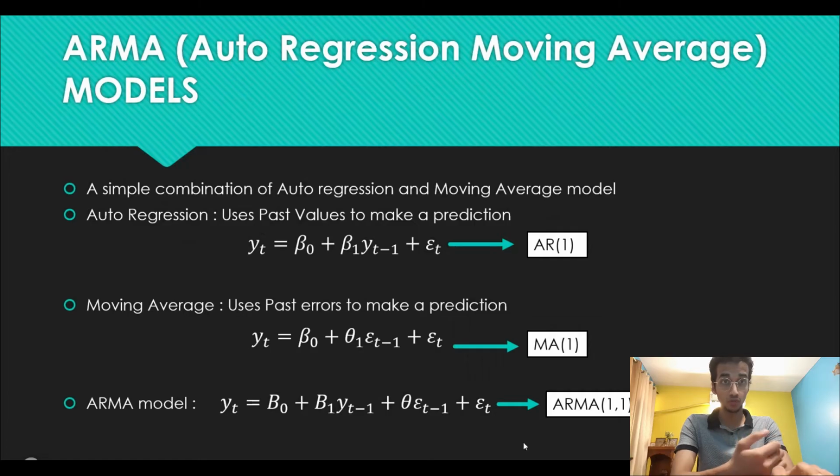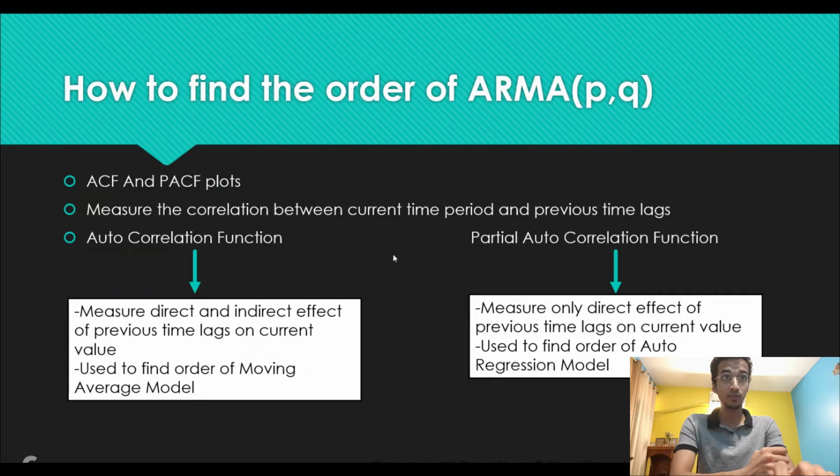You can use a different order of auto regression or a different order of moving average, which would have the notation ARMA p comma q, right? And the question is, how do we find the order? How do we know if we should measure the value in the previous time step or 2 time steps back, or should we check the error 2 to 3 time steps back?